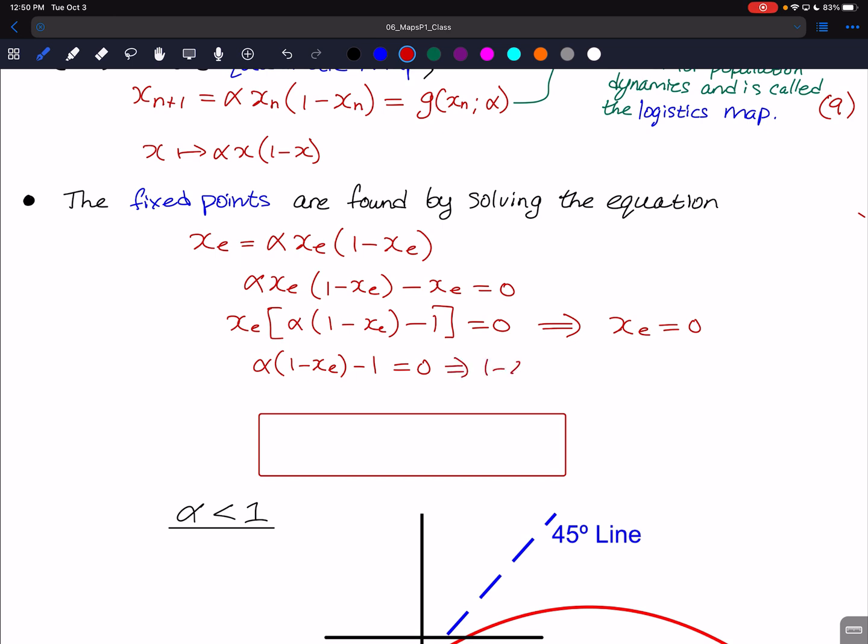From there, we get 1 minus xe is equal to 1 over alpha. From there, xe is equal to 1 minus 1 over alpha, which is also equal to (alpha minus 1) over alpha. And then therefore, we find here that the fixed points are either xe equals 0 or xe is equal to (alpha minus 1) over alpha.